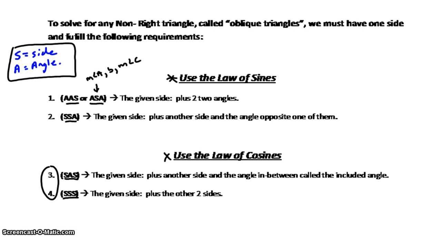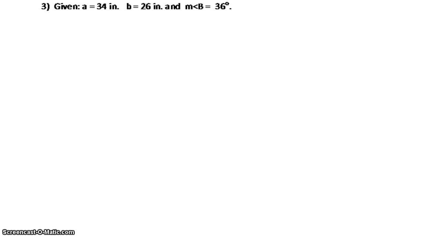Now we're not going to be experts after this, but we're going to know what to do and how to do that. So let's go ahead and continue with some examples. The final example for law of sines is the following. Given side A is 34, side B is 26, and the measure of angle B is 36. So what we have here is a side-side angle, which again constitutes us using the law of sines.